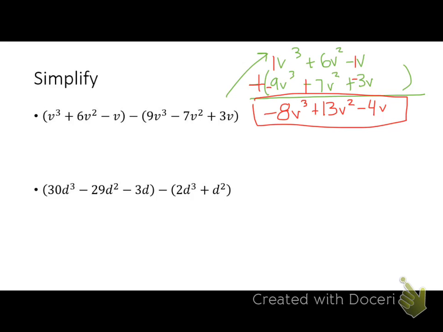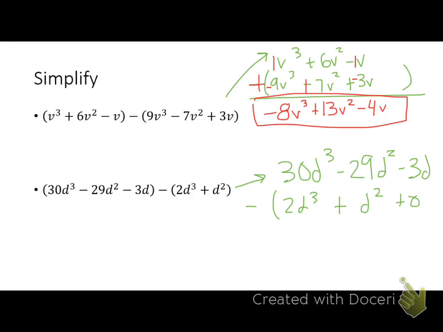So let's do another one. I know some of this feels a little repetitive, but it does help a lot the more practice we get in. Writing the first one out, I have 30d cubed minus 29d squared minus 3d. Then in my second row, I have minus 2d cubed plus d squared plus 0.